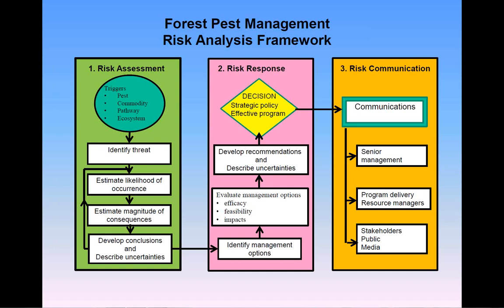Regardless of that outcome, it moves over to the risk communications, and there are three types of communication. One is to senior management within your own organization, trying to get funding from a councillor or from a minister or from a landowner or from a conservation authority. The second is the program delivery people, who's actually going to carry this out, whether it's a contractor or yourself or subordinate staff. And finally, your external communications to stakeholders, to the public, to the media, to let people know what you're doing, whether it's a sign on somebody's lawn or an ad in the newspaper or flyers or whatever it happens to be. So those are the main components of developing an invasive species response program, following the risk assessment, response, and communications.